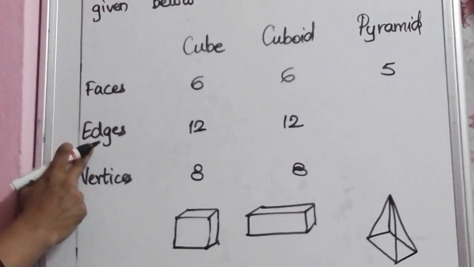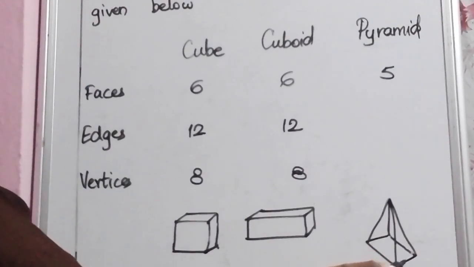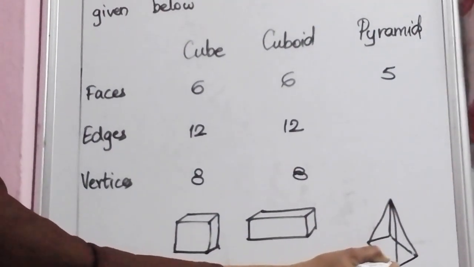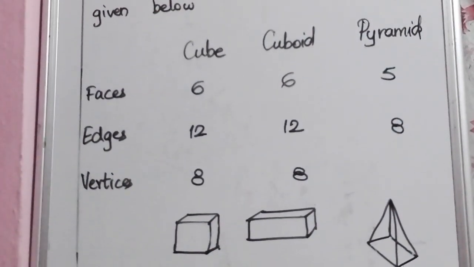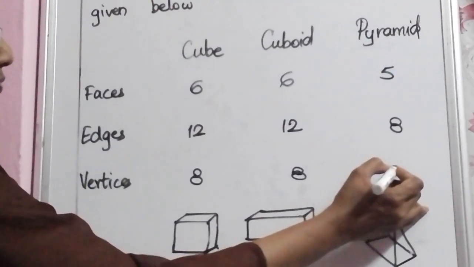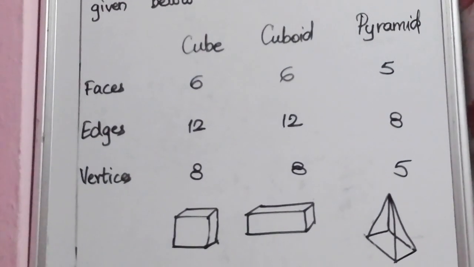The next one is edges. So edges you can count 1, 2, 3, 4, 5, 6, 7, 8. So you have 8 edges. Now let us count the vertices. 1, 2, 3, 4 and 5. Understood this? Copy in your classwork books, children.